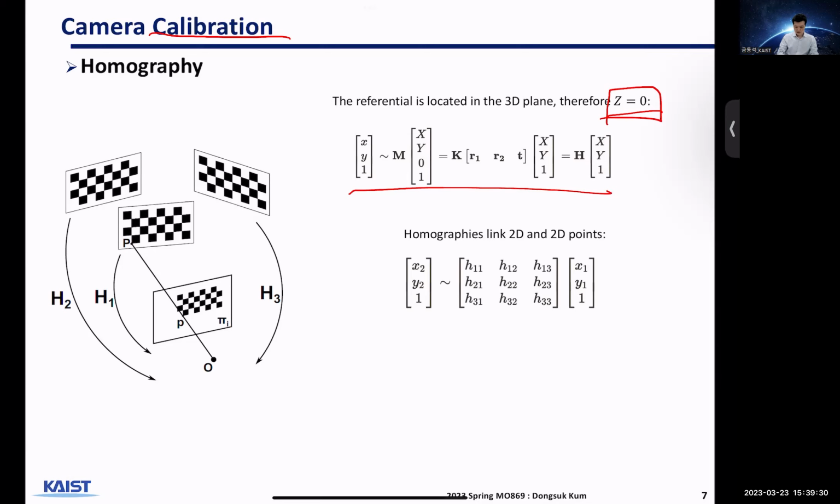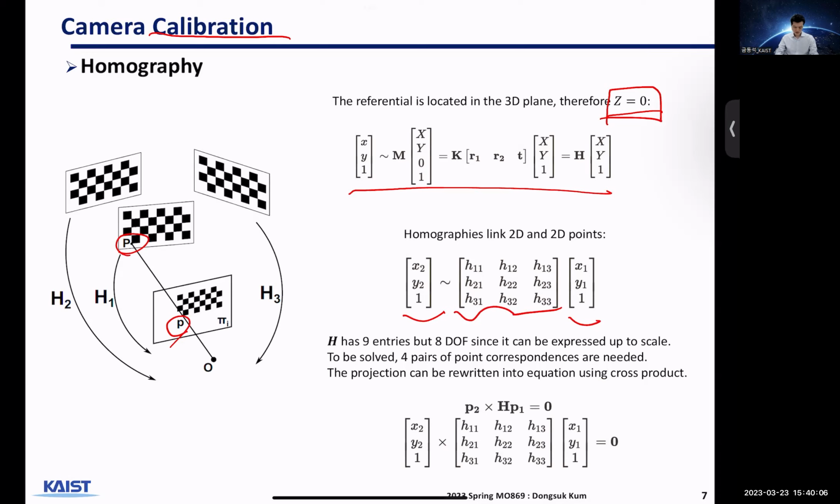And homography relates 2D to 2D points. What that means is when you have capital P on this checkerboard, and you have that point projected on the image plane, which is small p, we can relate these two points using the homography matrix, which is H. We're going to call it H.